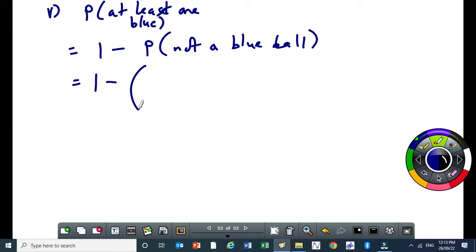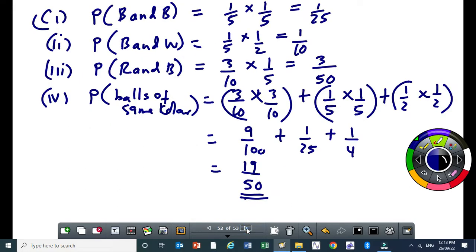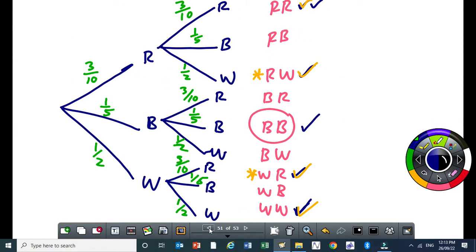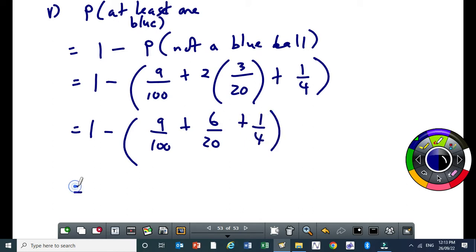Now we have got 2 reds. What's the probability of getting 2 reds? It's 9 over 100 plus, we have got the probability of getting a red and a white, and then a white and a red. Well, that will be 2 times. If you go back to the tree diagram, the probability of getting a red and a white, that's 3 over 10 times a half, which is 3 over 20. But there are 2 of them. So that will be 3 over 20 plus the probability of getting those 2 white ones, so it's a half times a half, which is a quarter. So if you simplify, it's 9 over 100 plus 6 over 20 plus a quarter. What number do you get? 9 over 25. You get 9 over 25.